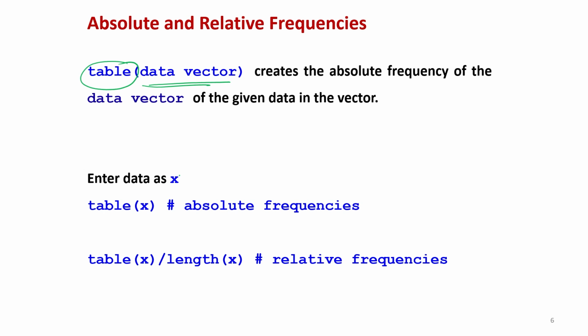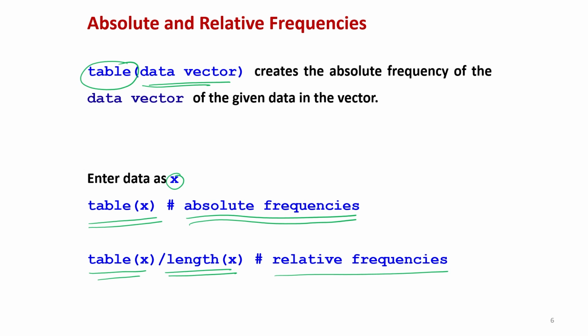So I would say that we will now take a rule that when I write a small x in blue color, Calibri font, that means it is our data vector, or it can be other things also, but in general it is a data vector in which we have collected all the data. Now if I write table x, table inside parenthesis x, then it will give us the absolute frequencies. And if I write table x divided by the length of x, then it will give us the relative frequency. So you can see that it is a very simple and straightforward thing.